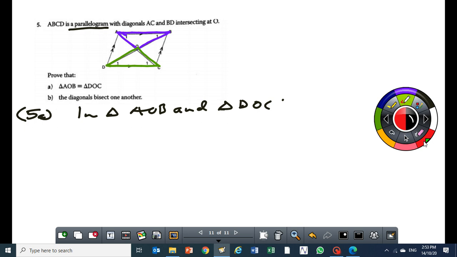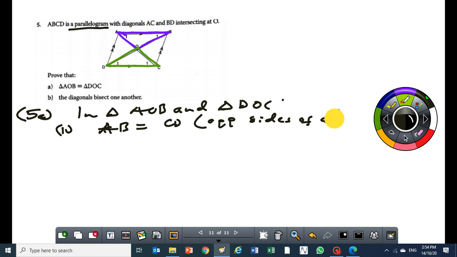Then I'll say AB is equal to CD because they are opposite sides of the parallelogram. Then I'm going to use the angle-side condition to prove the congruence. Okay? So that's how I'm going to do it. But that's not the only way. Okay? That's not the only way. You can also use SAS or any other condition, but not RHS, of course. So number one, I'm going to say AB is equal to CD. My reason: opposite sides of the parallelogram.